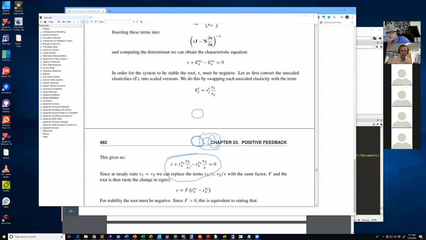Yes, it does. Okay, and then I make the assertion, which is true, that v1 equals v2 because at steady state they must be the same. And since obviously both x's are the same, these are common factors. I'll call this common factor f, so I'll pull f out, and I'll rearrange it so I get s on one side and these two on the other side. And I know that f is positive because the rates are positive, x is positive, so the ratio is positive.